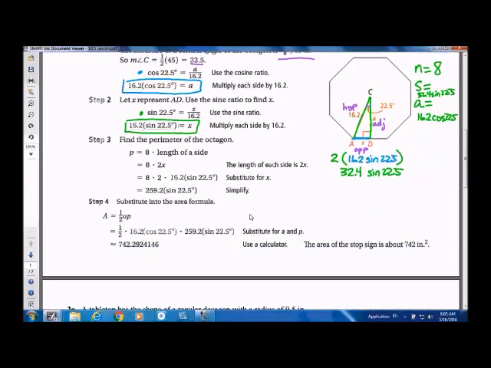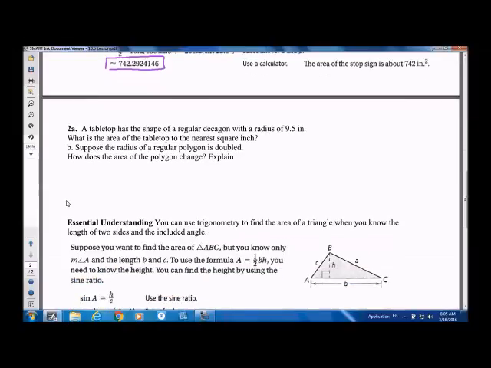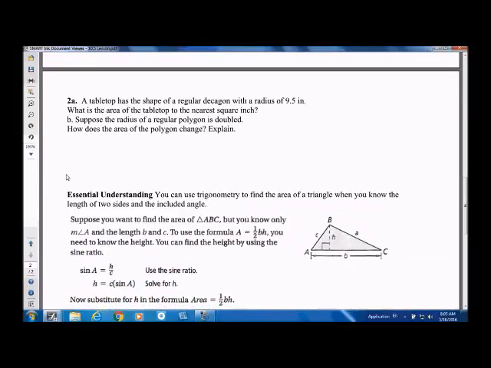Now we simply put all of that into our area formula. Don't forget that perimeter is just the number of sides times your side length. Throw it all into our calculator, and we get the area of the stop sign. Pause the video and try the next example problem.